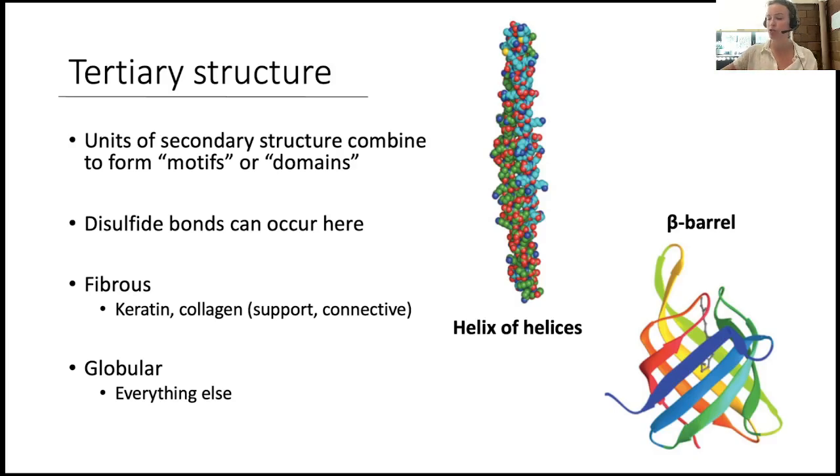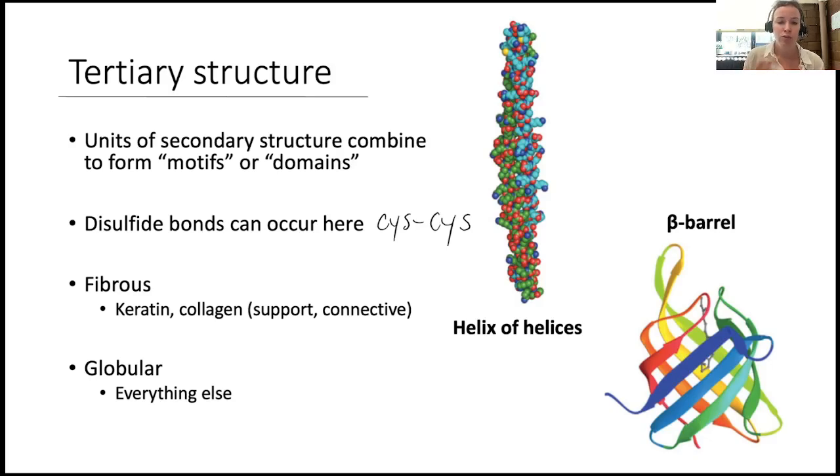Let's talk a little bit about tertiary structure. Oftentimes in tertiary structure, we'll take a look at how the alpha helices or the beta sheets come together, and then we'll give that structure a name. So the units of secondary structure combine to form some type of motif that is common among proteins, or a domain. Disulfide bonds can help to strengthen tertiary structure. Remember, disulfide bonds happen between 2 cysteine residues, between their sulfur atoms.